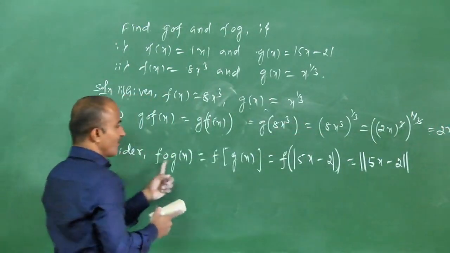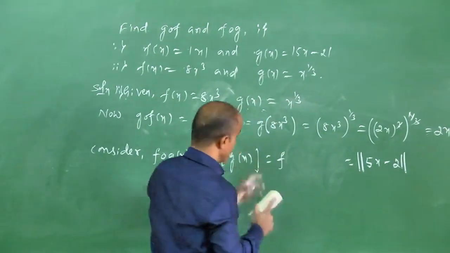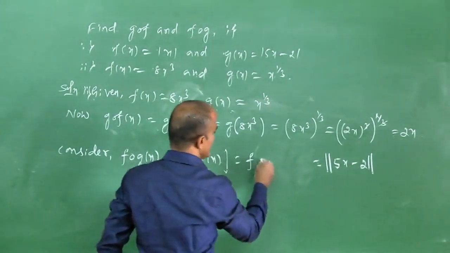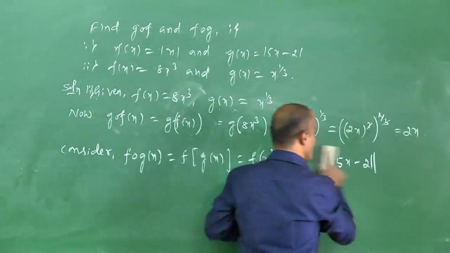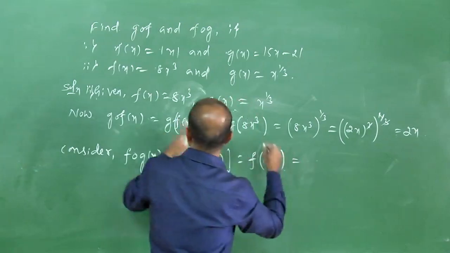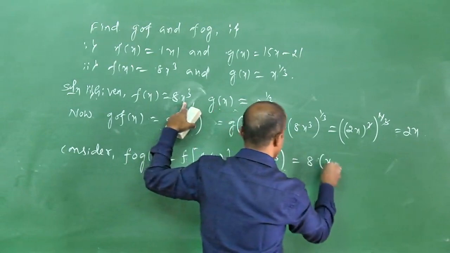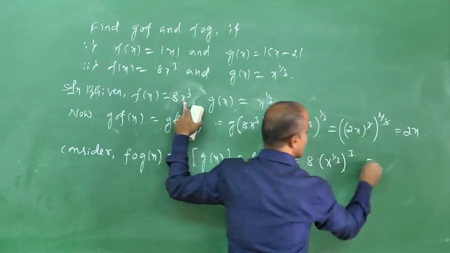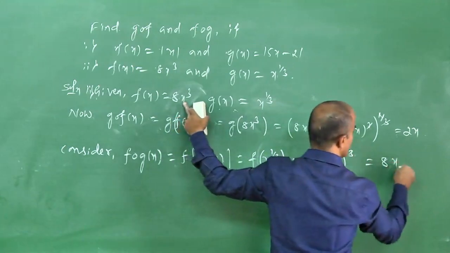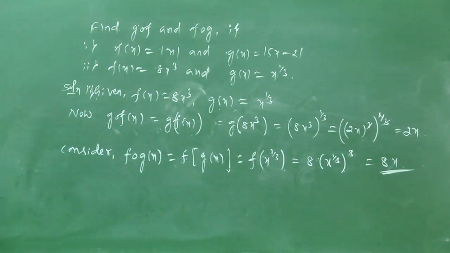Now we shall find fog of x, f of g of x. What is g of x? g of x is x power 1 by 3, cube root of x. What about f of x? f of x is 8 of x. In place of x, just replace that x by what? Cube root of x whole power 3. That 3 gets cancelled. We have 8x. This is how to find gof and fog for the given functions.